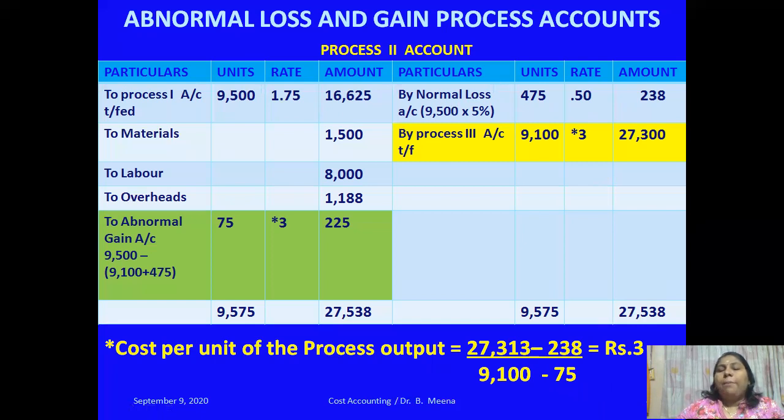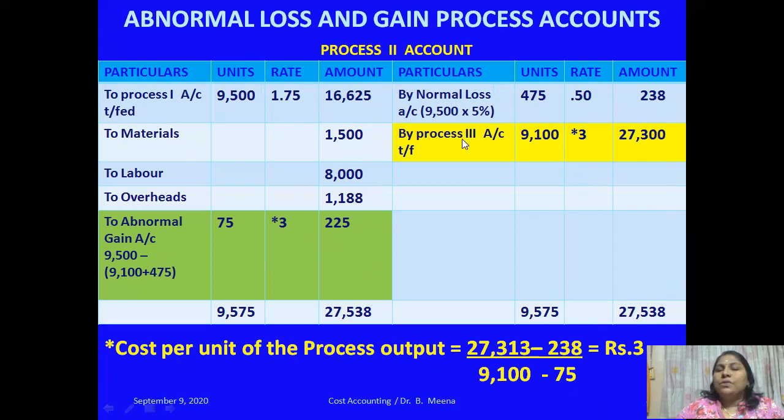This 3 is applicable for that particular process output, 9,100 into 3. I'll get 27,300. The same thing, 75 into 3, 225. Now we can close the debit side total as well as credit side total for the amount column as well as the tons column. So this is an example how you can proceed to prepare the process account when you have abnormal gain. Next, we'll go to the next process 3.